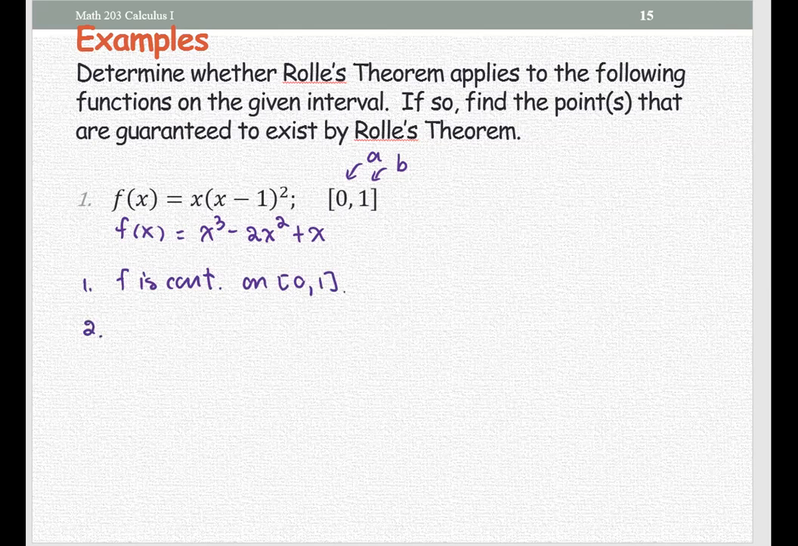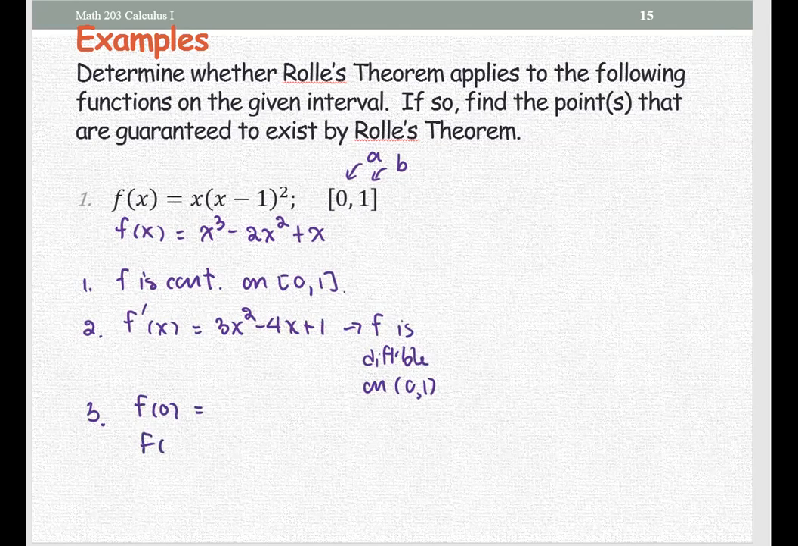Number two, f is differentiable because we can find f prime as 3x squared minus 4x plus 1, which is another form of polynomial. So we can say the function f is differentiable on the open interval (0, 1). And then assumption number three, the function value at point A equals the function value at point B.